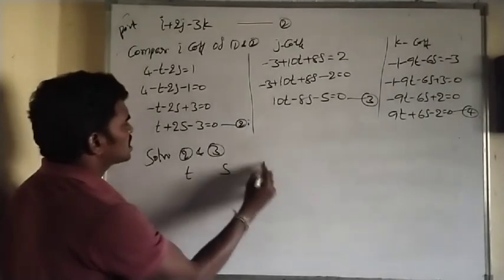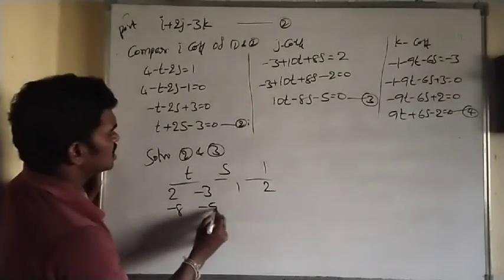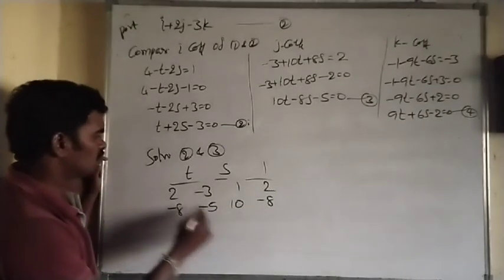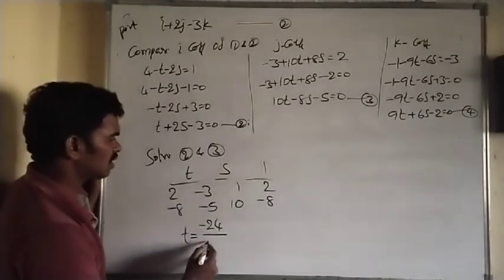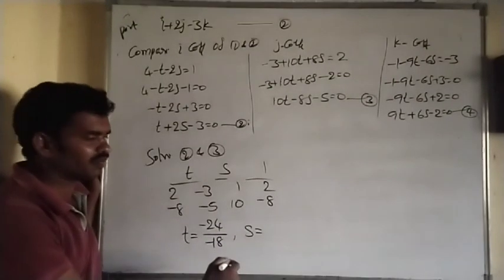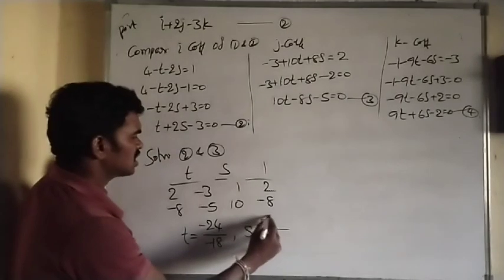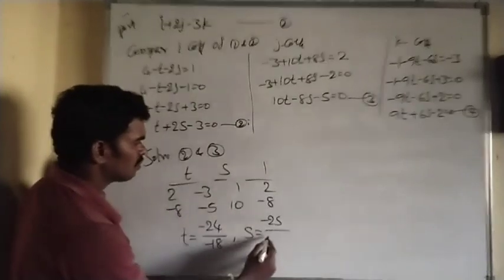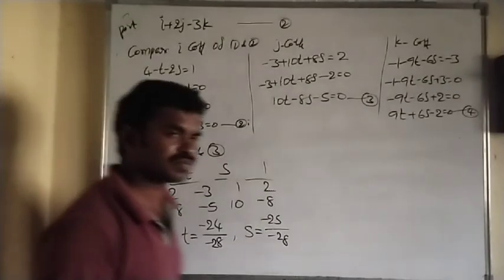So t and s. Writing the determinants directly: 1, 2, minus 3, and minus 8, minus 5, 10, minus 8. So t equals minus 10, minus 24 by 1 into minus 8, minus 10, minus 18. Next s equals minus 30 plus 5, minus 25 by 1 into 8, minus 8 minus 20, minus 28. You do it step by step. I think you know the process. So check it once. Is there anything wrong?